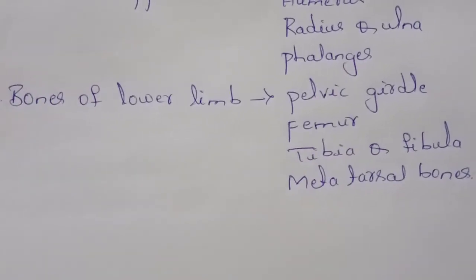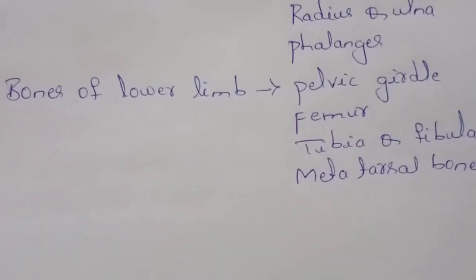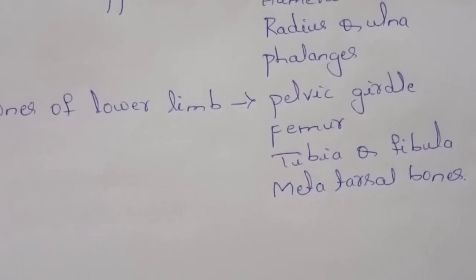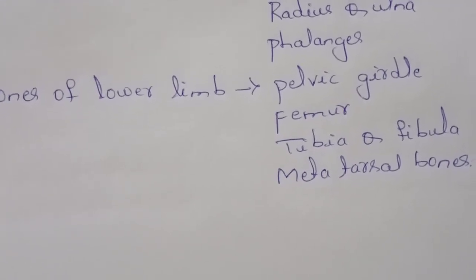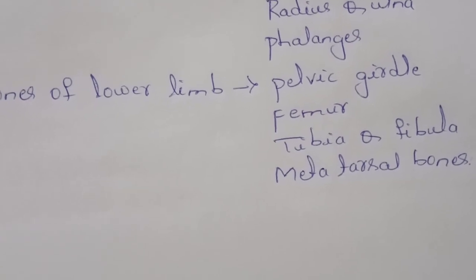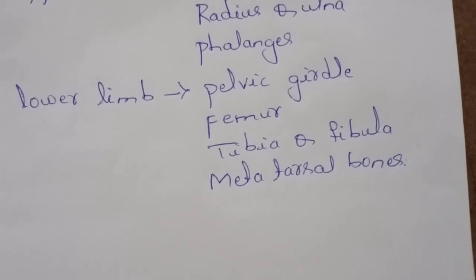And next, bones of the lower limb. In the lower limbs there are the pelvic girdle, meaning hip bone; femur, meaning thigh bone; tibia and fibula, meaning leg bones; and metatarsal bones, meaning foot bones.